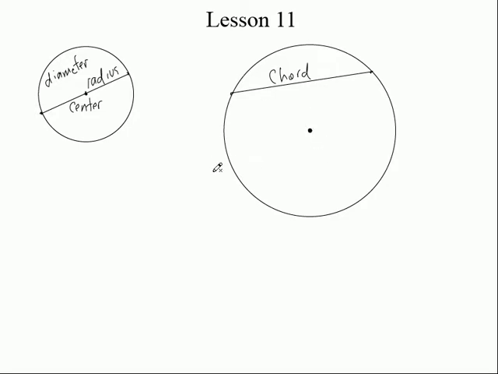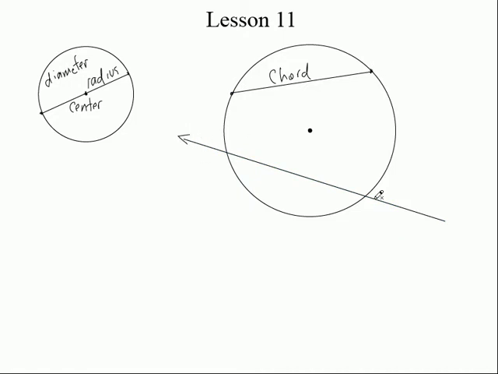What if you had a line that actually, now a chord, let me say this. A chord is a line segment. All right? It starts and stops. So it starts on the circle and it stops on the circle. It doesn't keep on going through.